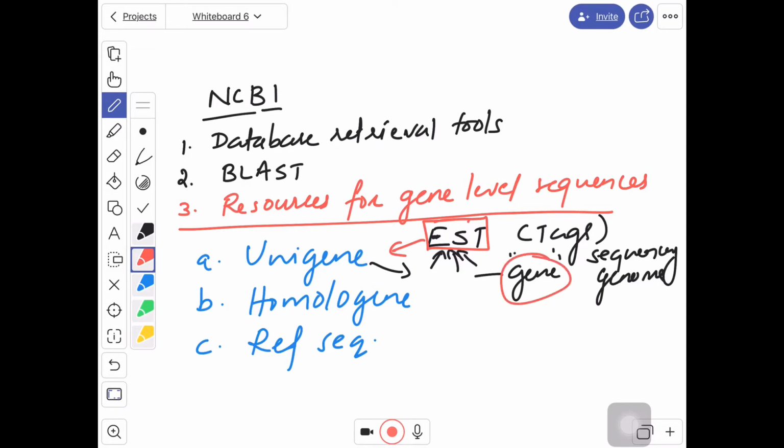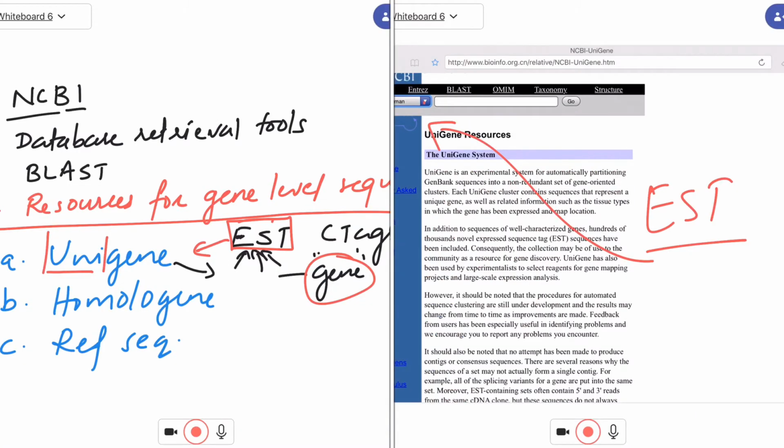So you can actually make out the answer from this word uni. Uni means one. So all the ESTs belonging to one gene can be easily identified using the database UniGene.